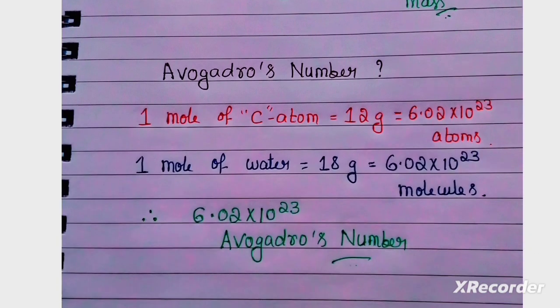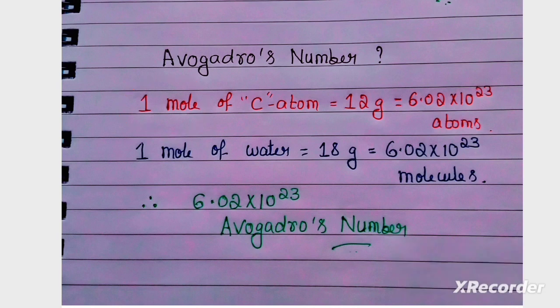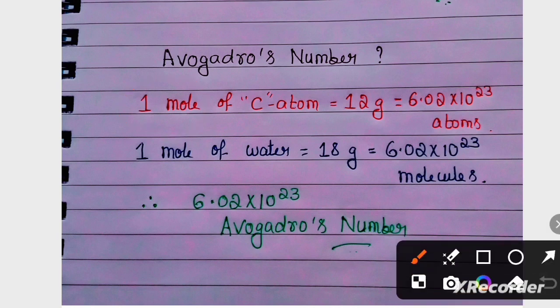Now the Avogadro number represents the number of atoms or ions or molecules present in 1 mole of any substance. So 1 mole of any substance contains the Avogadro number, that is 6.02 into 10 to the power of 23. For example, 1 mole of carbon atoms or 12 grams of carbon, which is equal to 1 mole, contains Avogadro number of carbon atoms, 6.02 into 10 to the power of 23 carbon atoms.